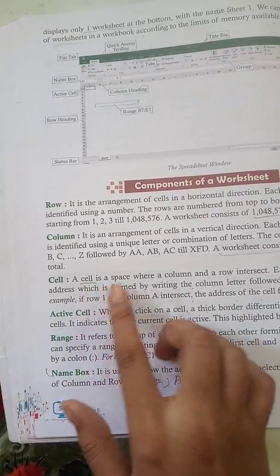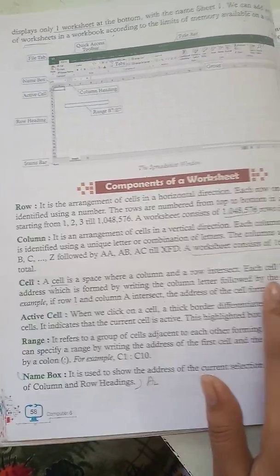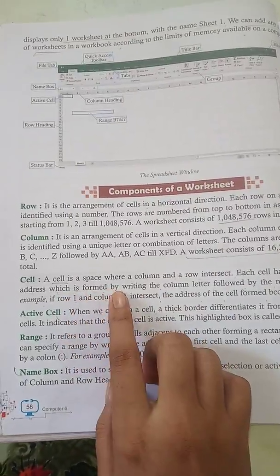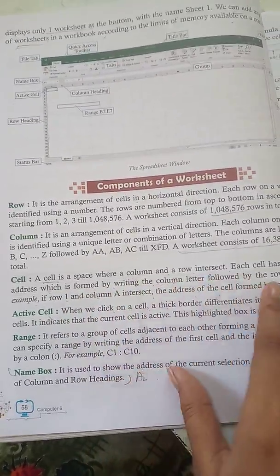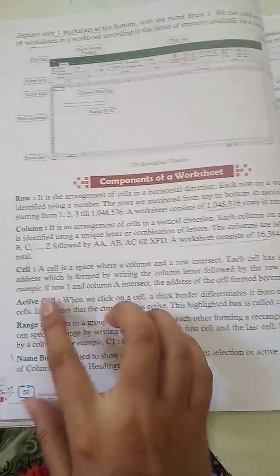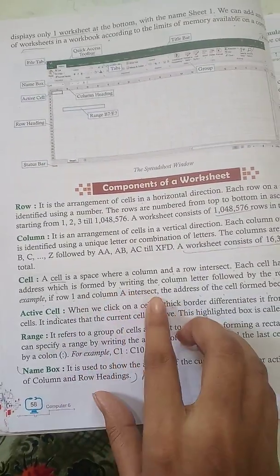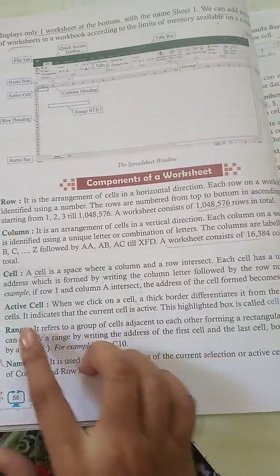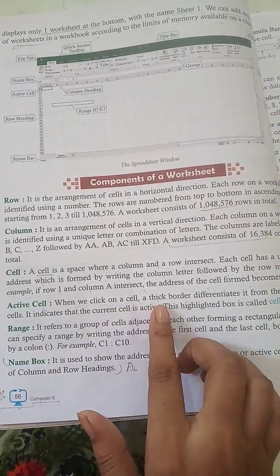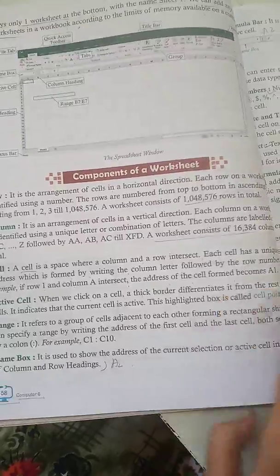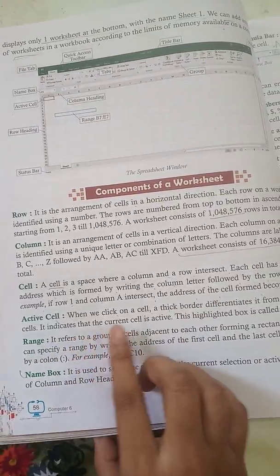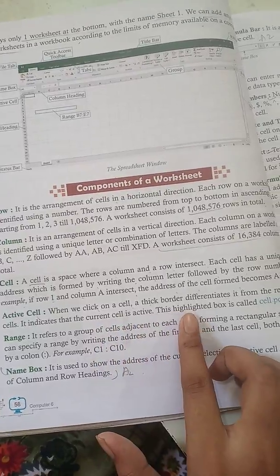A cell. A cell is a space where a column and a row intersect. Each cell has a unique cell address which is formed by writing the column letter followed by the row number. For example, if row 1 and column A intersect, the address of the cell formed becomes A1. Active cell. When we click on the cell, a thick border differentiates it from the rest of the cells. It indicates that the current cell is active. This highlighted box is called cell pointer.